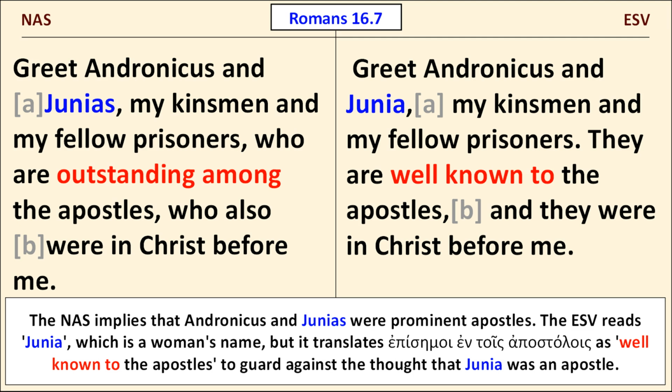But to avoid the implication that Junia was an apostle, the ESV translates the Greek "episēmoi en tois apostolois" as "well known to the apostles" rather than "outstanding among the apostles."